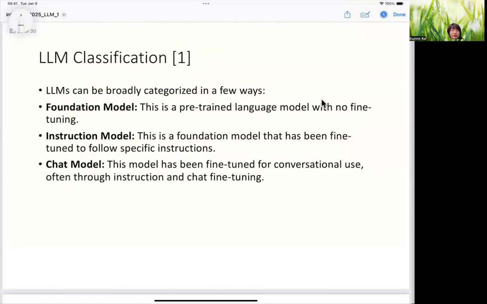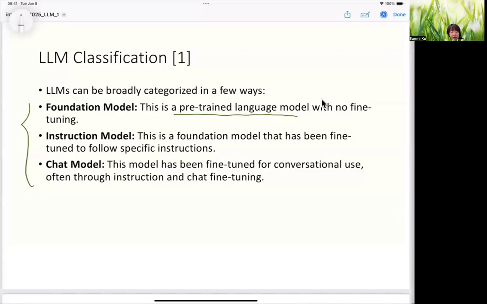Now, let's talk about some classifications. The first classification is foundation model versus instruction model versus chat model. A foundation model is a pre-trained language model with no fine-tuning. As a user, you may not encounter these foundation models. I have used these foundation models for research purposes, but not everyday use.